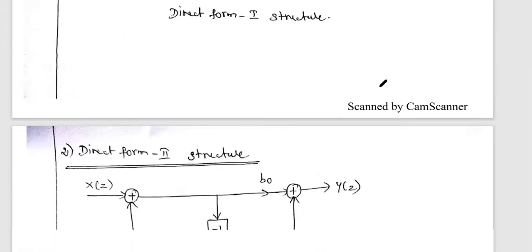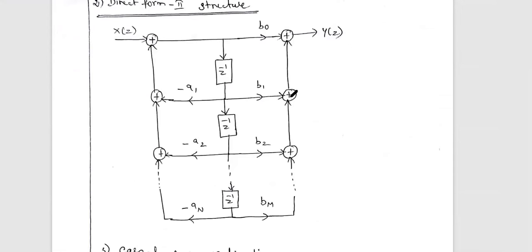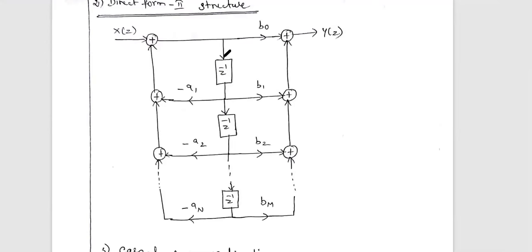Similarly, if we want to realize the same H of z in direct form 2 structure, this is the direct form 2 structure. In the direct form 2 structure, the elements are displaced. In the center we use the delay element, the z inverse block, which is called a unit delay element, and adders are used at the first and last. So just remember this. Direct form 2 is the base used to implement the cascade form and parallel form, so that's why direct form 2 is very important.